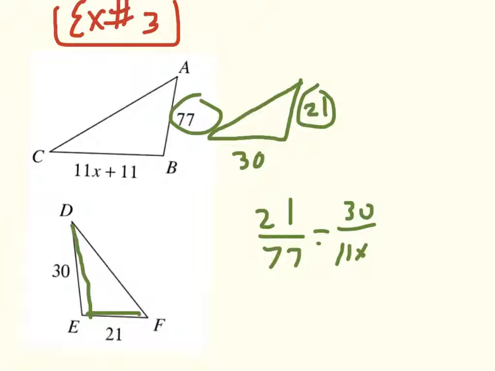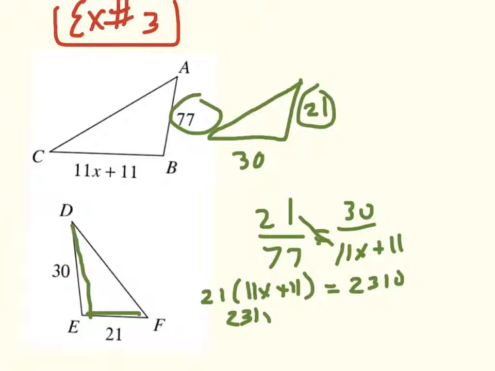Now this, of course, is going to involve a little algebra. Don't forget, when you have a proportion, you can cross multiply. So I'm going to guess I'm going to run out of room here, but let's do our best. 21 times (11x + 11) equals 30 times 77. Now that's a big one for me, so I'm going to use my calculator. And I get 2,310. And then distributive property, 21 times 11 gives me 231.